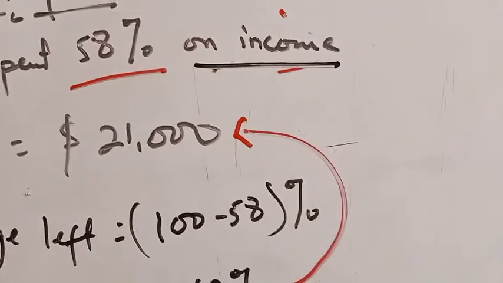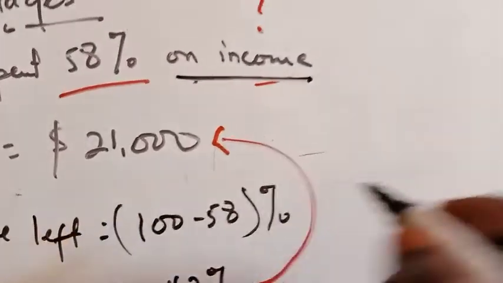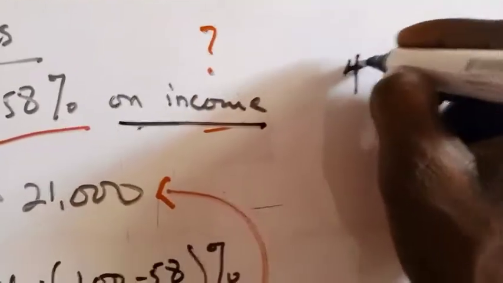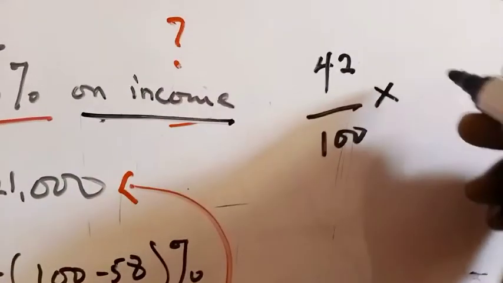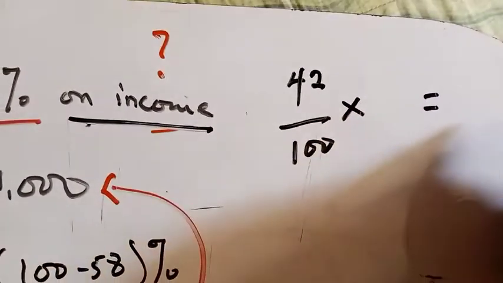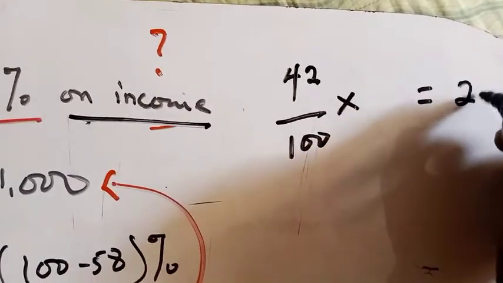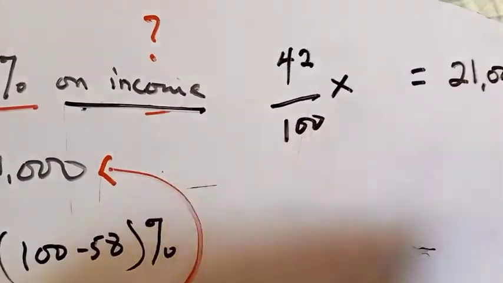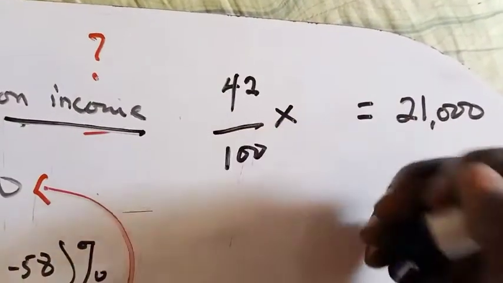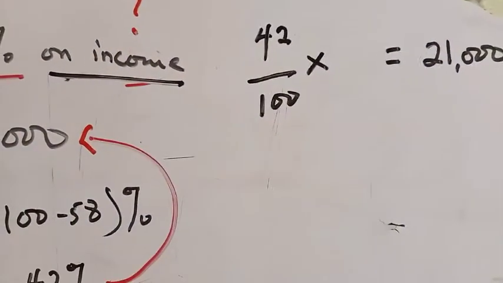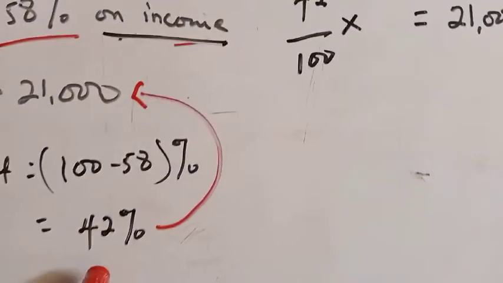Now, for us to have this, it means that we have 42 on 100 multiplied by your income here, then we are going to be left with an amount of 21,000. So what is missing is the most important thing here, the income. This is what is left.